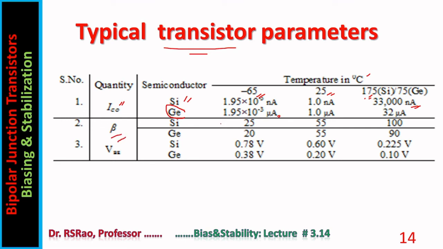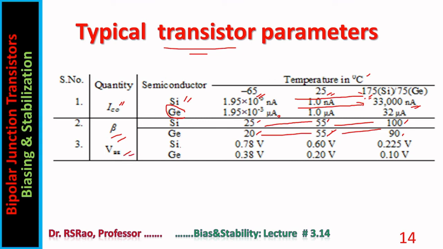Similarly, beta. For silicon, it is 25, 55, 100, and for germanium 20, 55, 90. One thing to be kept in mind is beta is more for silicon when compared to germanium at any temperature. Of course, at 25, both are equal. Another aspect to be kept in mind is it varies with temperature: 25 to 55, 55 to 100 for silicon; 20 to 55, 55 to 90 for germanium. IC naught also varies with temperature. This is an aspect to be kept in mind.